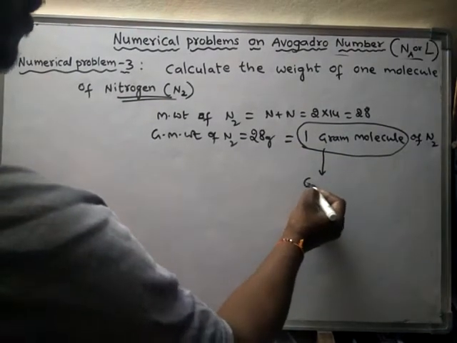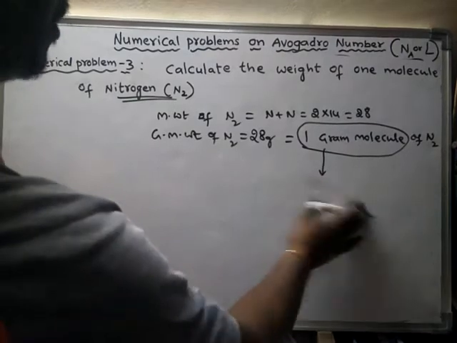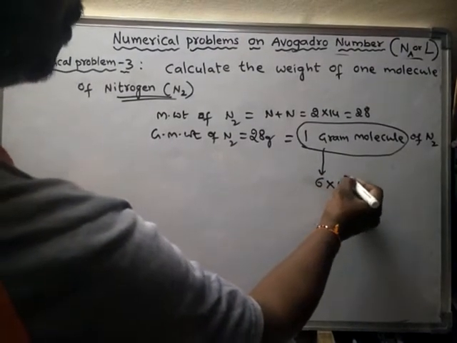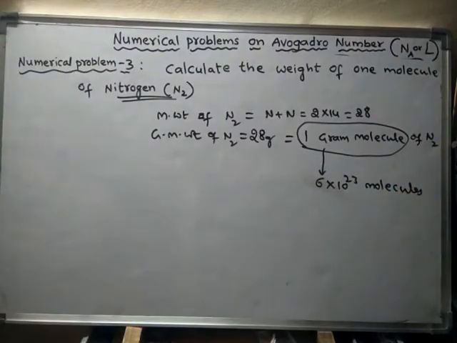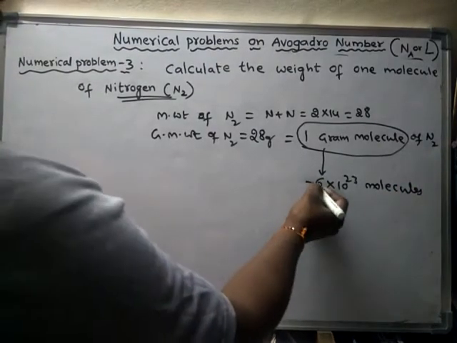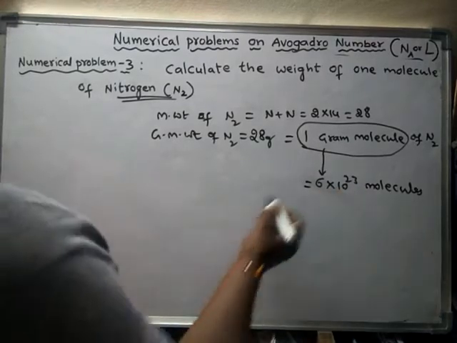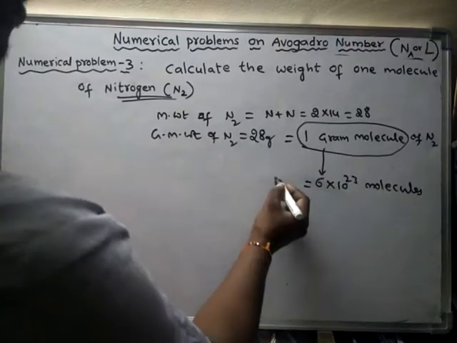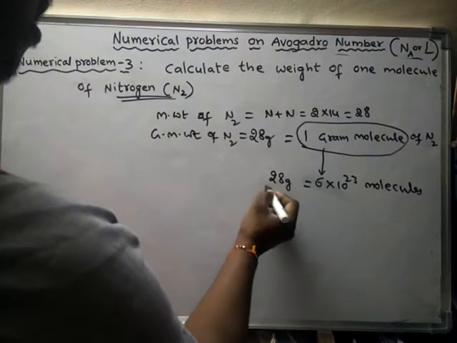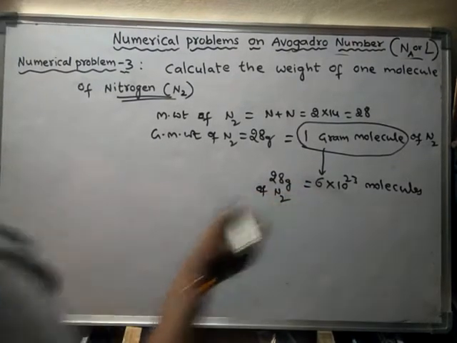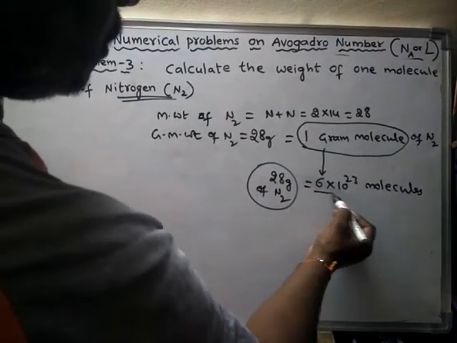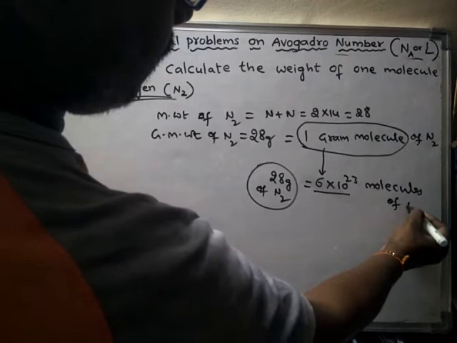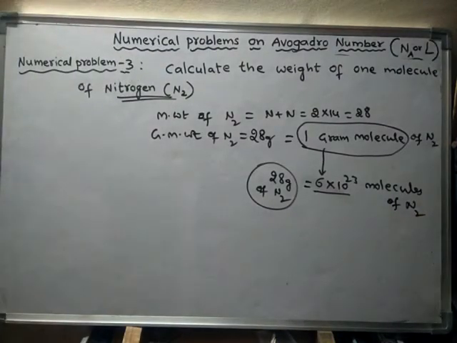is equal to 6.0, or else Avogadro number, simply I will write 6 into 10 to the power of 23 molecules. 1 gram molecule is equal to 6 into 10 to the power of 23 molecules. So 1 gram molecule is equal to 28 grams. Therefore 28 grams of nitrogen, if you take, contains 6 into 10 to the power of 23 molecules of nitrogen.